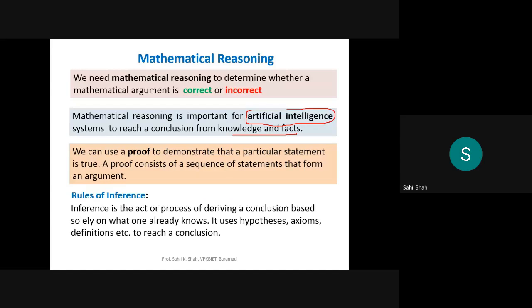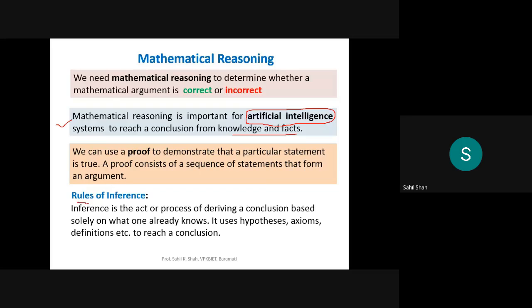In that you will require such reasoning practices. So this reasoning is important. Some may have a question in mind: why are we learning this? We are learning this to make a computer more intelligent, to make the computer solve our problems on its own and give us the solution. We can use a proof to demonstrate that a particular statement is true. A proof consists of a sequence of statements that form an argument. I have already discussed this.